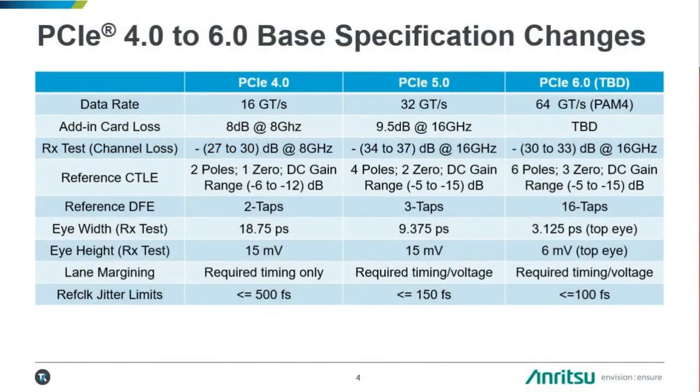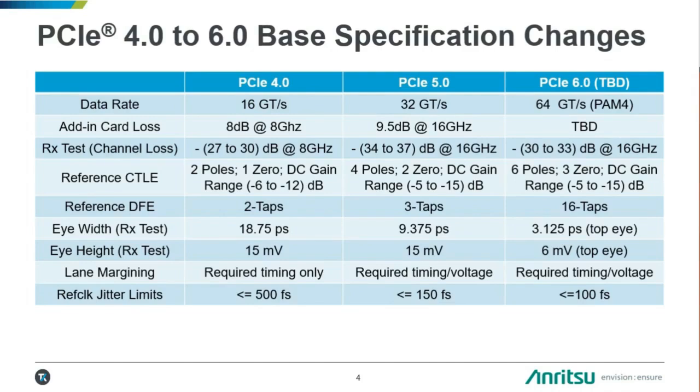This table shows the physical layer evolution, starting at PCI Express 4.0, which is 16 gigatransfers per second. 5.0 is 32 gigatransfers per second, both NRZ. And 6.0 is expected to be 64 gigatransfers per second, PAM4 signaling, and almost certainly will be.